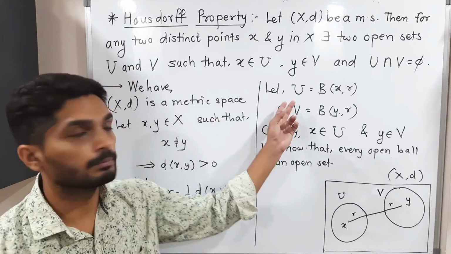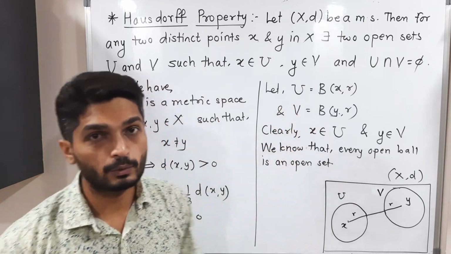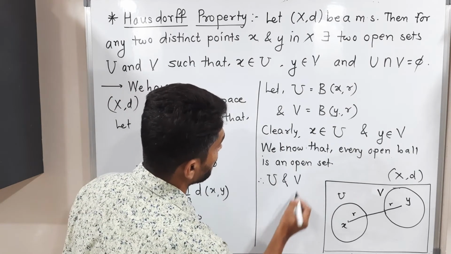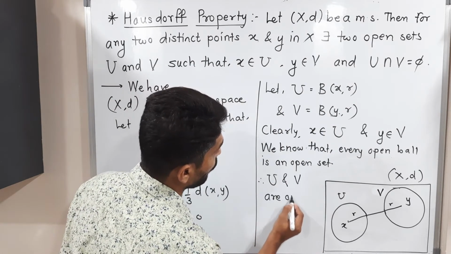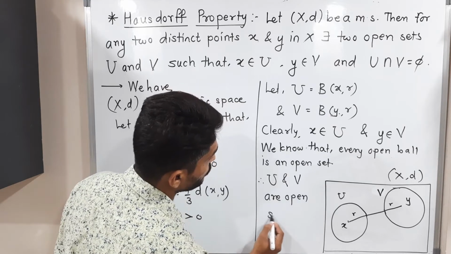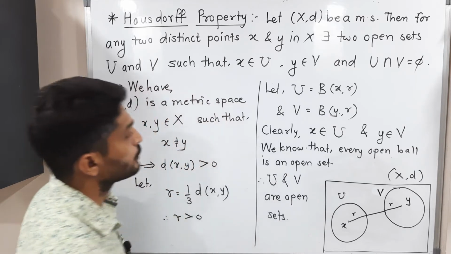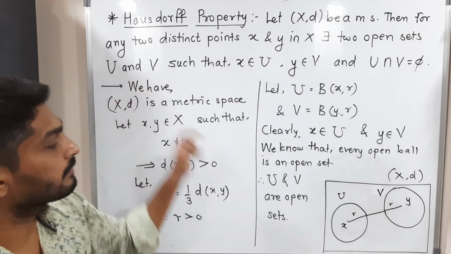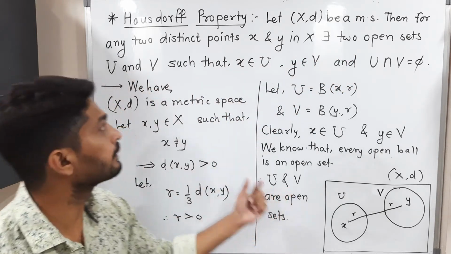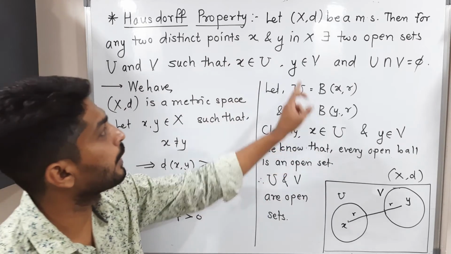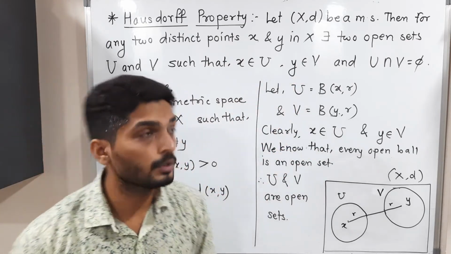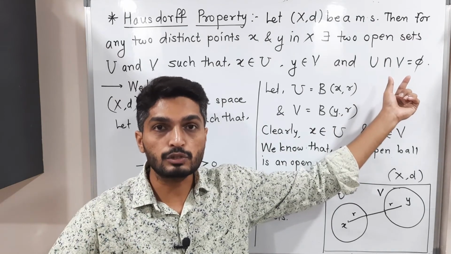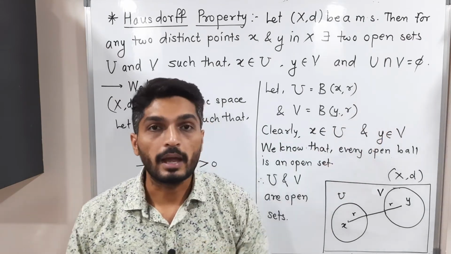So U and V, both of them are open balls. So that's why U and V are open sets. Okay, so most of the things we have proved here. We proved that U and V are open, that x belongs to U and y belongs to V. So simply we have to focus on the last thing, that the intersection of U and V should be the empty set.